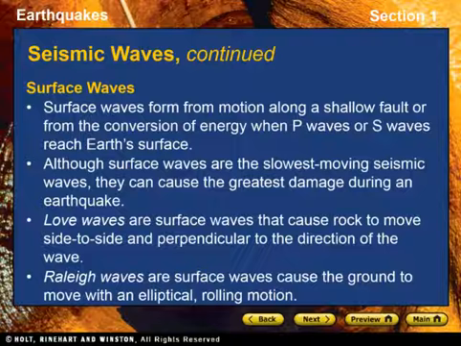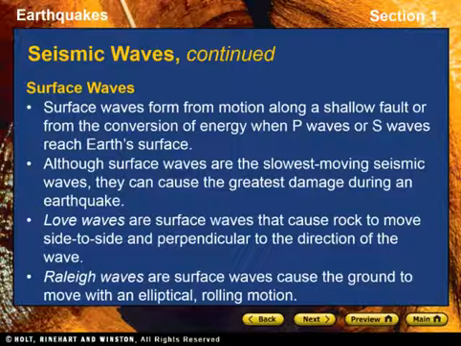Surface waves form from motion along a shallow fault or from the conversion of energy when P waves or S waves reach Earth's surface. Although surface waves are the slowest moving seismic waves, they can cause the greatest damage during an earthquake. Again, why? Because that's where humans are. That's where the buildings are. That's where the dams are, right? That's where the levees are. That's where humans are. And so things that happen on the surface have the greatest potential to cause the most damage.